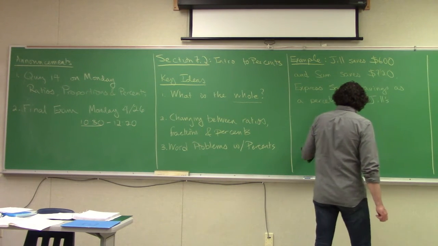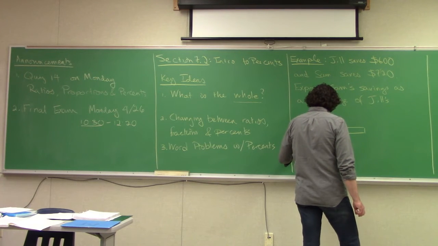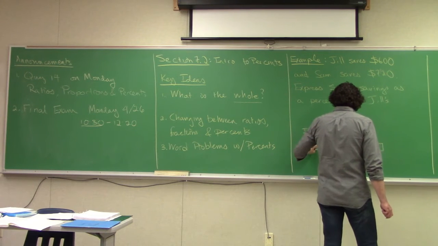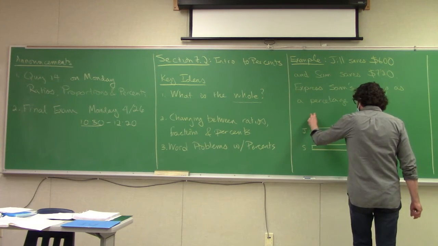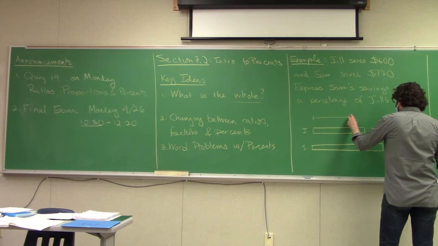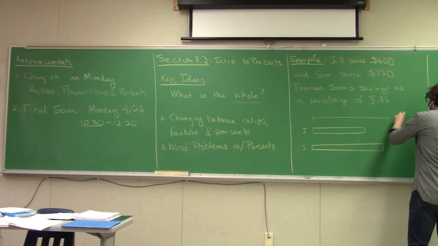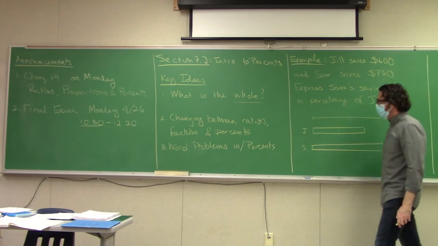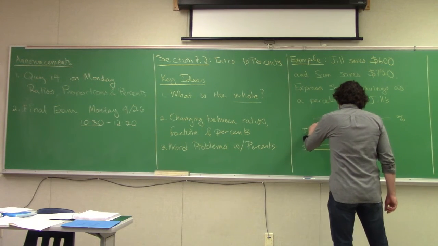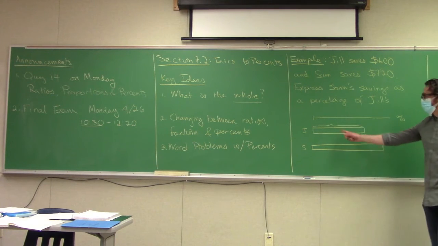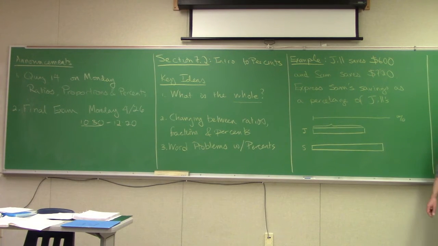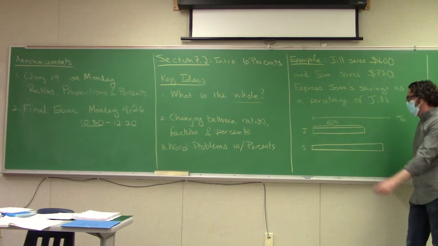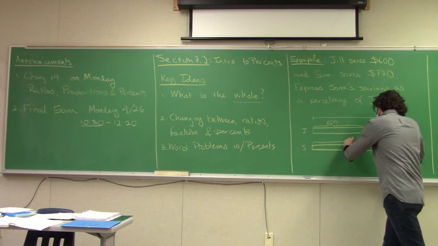So I'm going to do some bar diagrams here. That bar represents Jill's savings. This bar represents Sam's savings. I'm going to do a little percentage bar up here. Okay, this line represents my percentage bar. Now I know how long this bar is. How long is this bar? $600. That bar represents $600. And we know this. What does this bar represent?